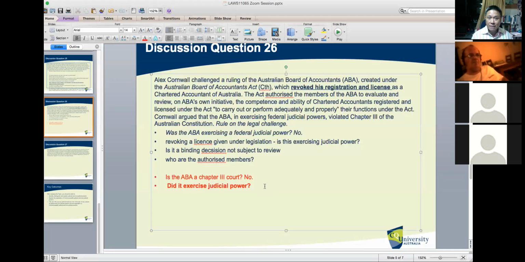Okay, let me repeat. The power exercised by the board involving the revocation of the registration and license of Alex Cornwall, wouldn't that constitute the exercise of a judicial power? The answer is no. As pointed out by Shane here, revoking licenses is one of the most common forms of executive power. That's right. I also saw somebody here, Vivian, I think, saying that it involves future rights. There is no controversy. Very good.